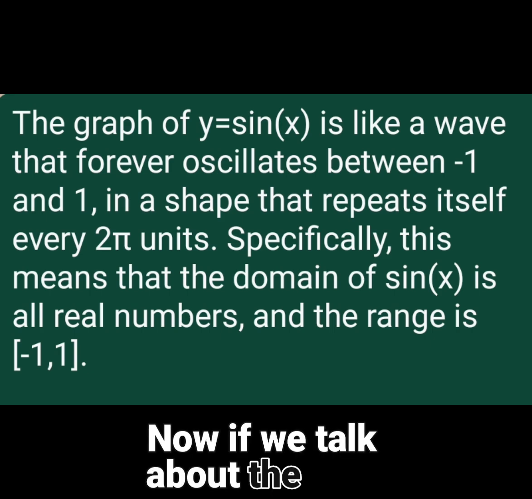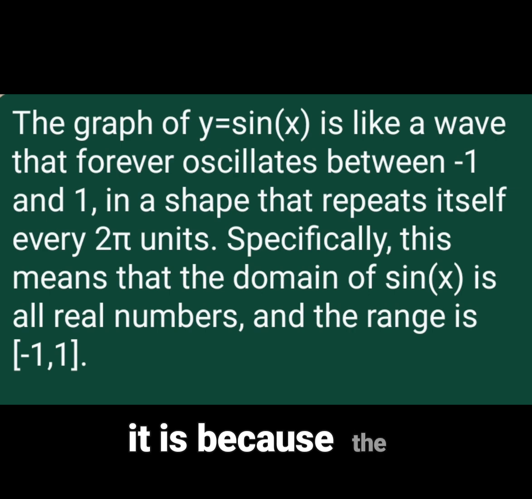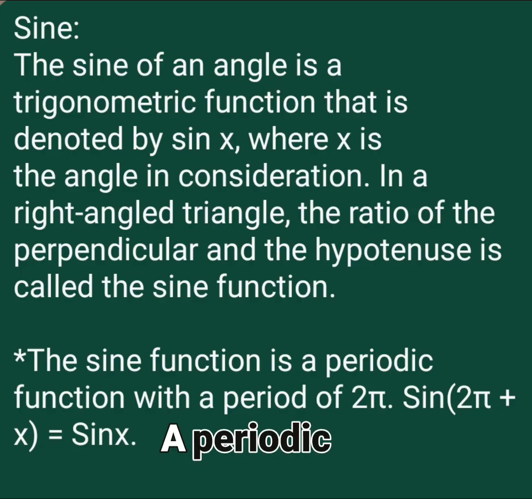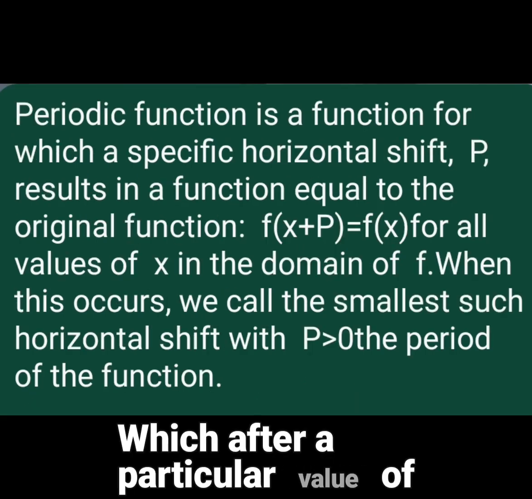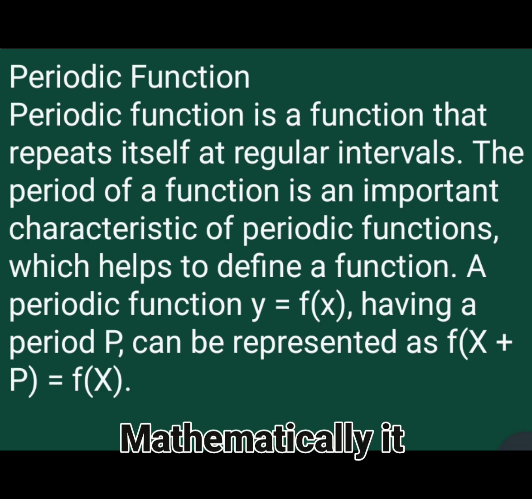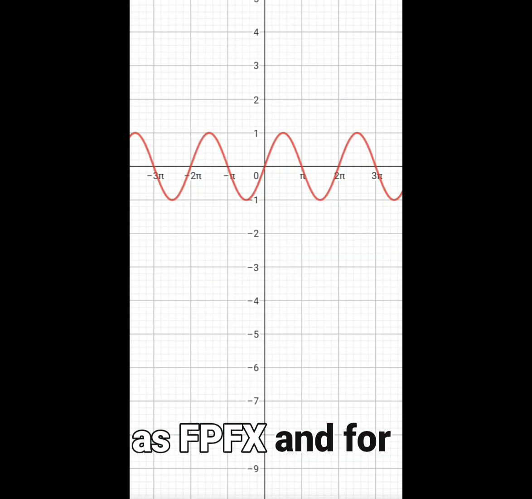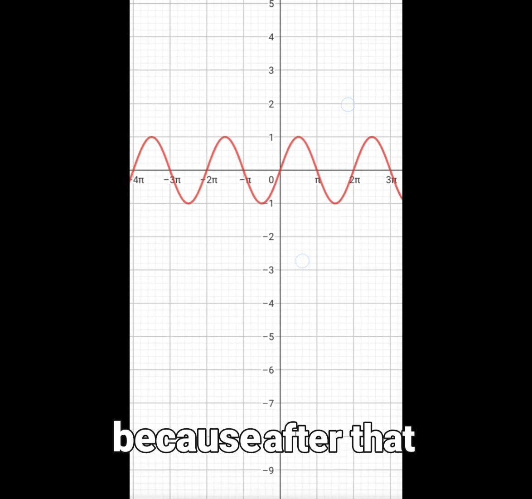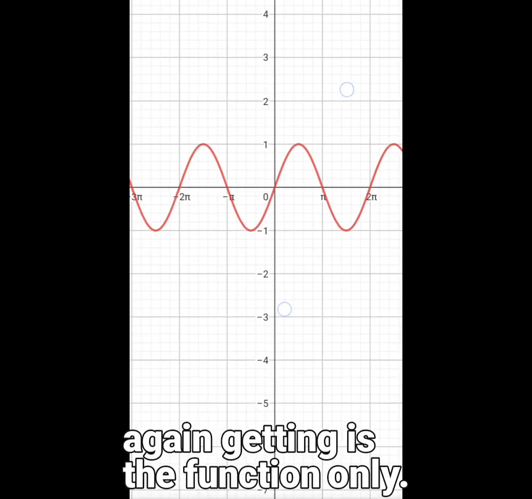Now, if we talk about the repetition of the graph, it is because sin x is a periodic function. A periodic function is a function which, after a particular value of x, starts repeating itself. Mathematically, it is represented as f(x + p) = f(x). And for this, p is the period of that particular function, because after that period, what we are again getting is the function only.